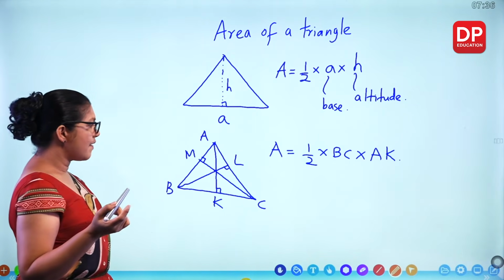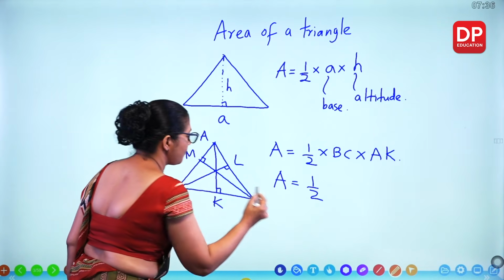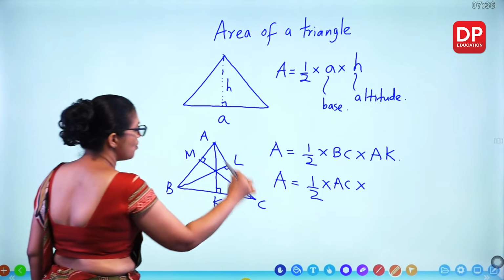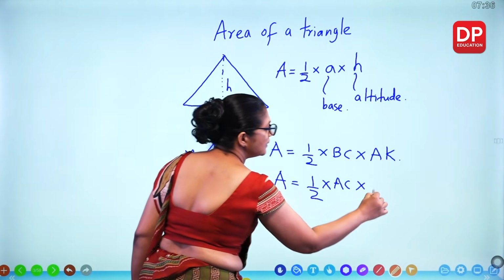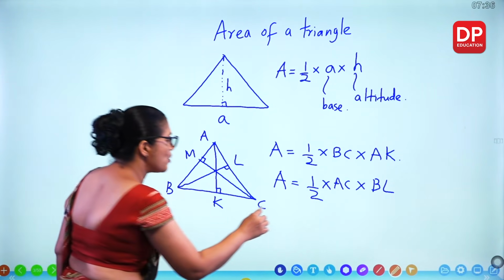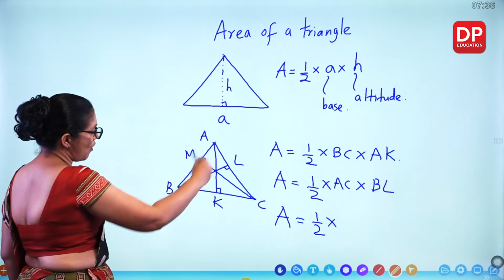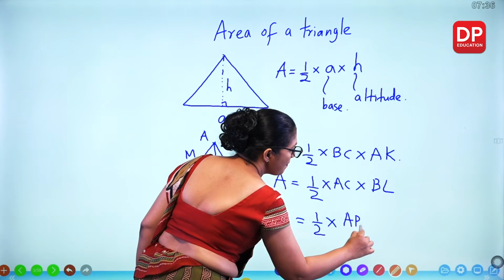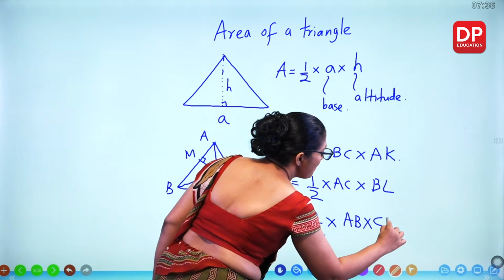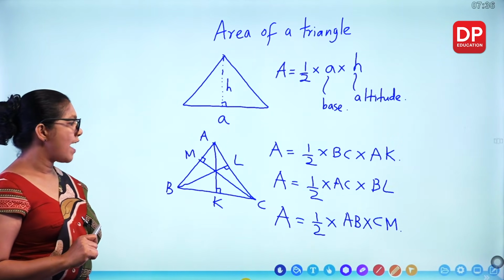Or I can write, if I take this as the base, what's the formula? AC into BL. Or if I take this as the base, what's the formula? A equals half times, this is the base now, AB times, what's the altitude or perpendicular height? CM. So that's how we find the area of a triangle.